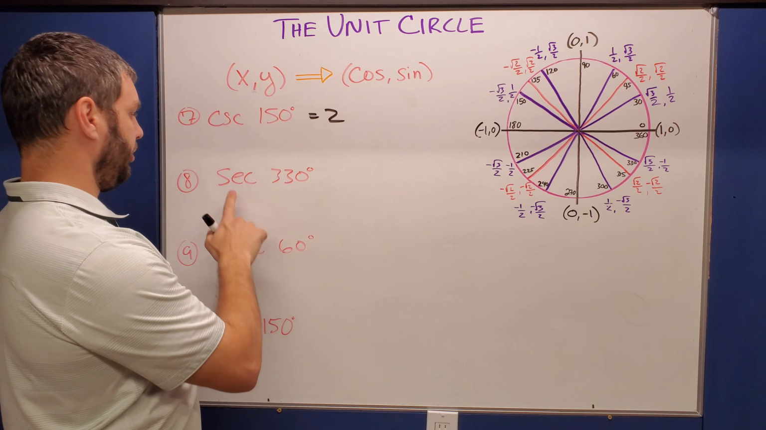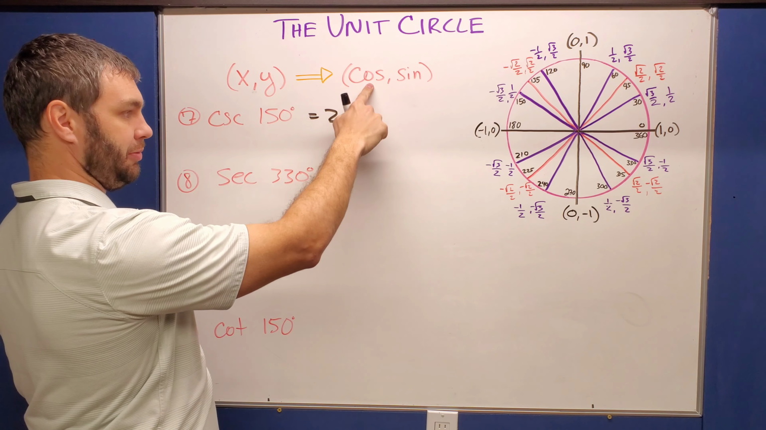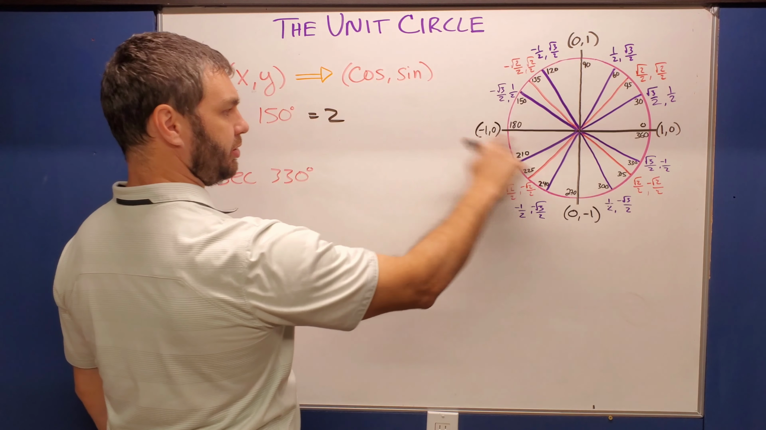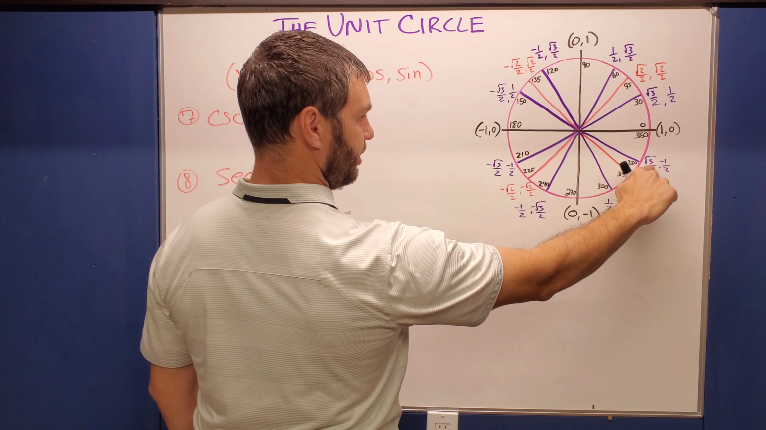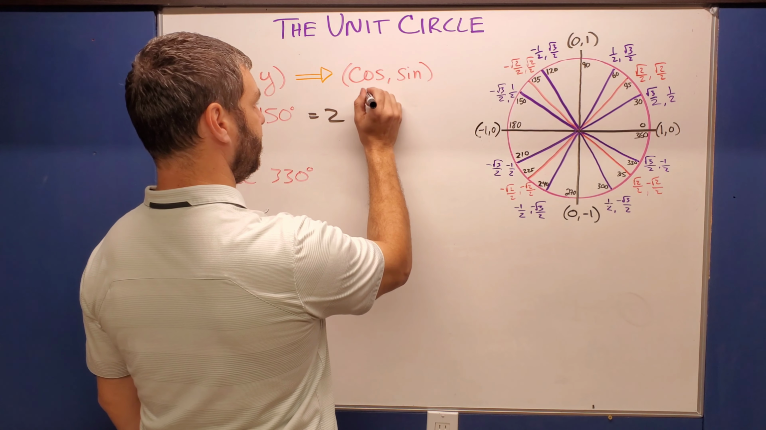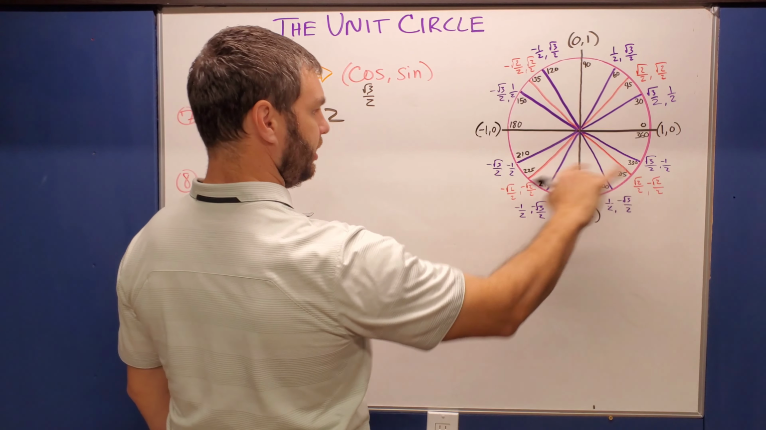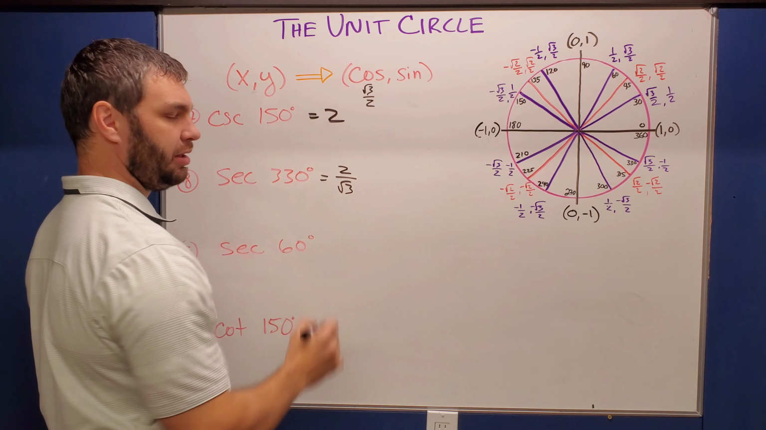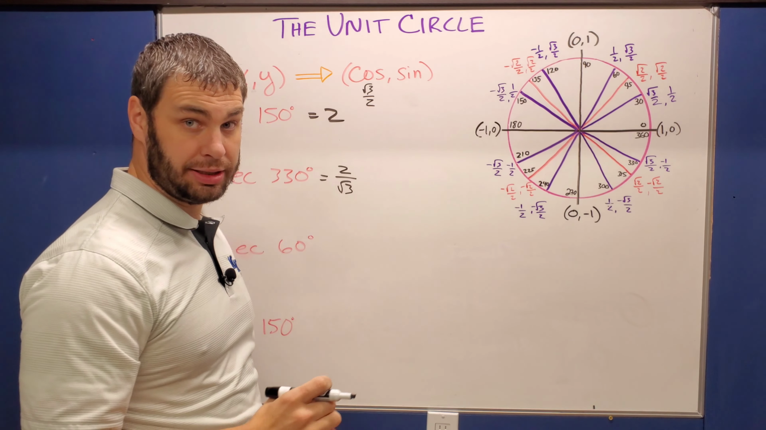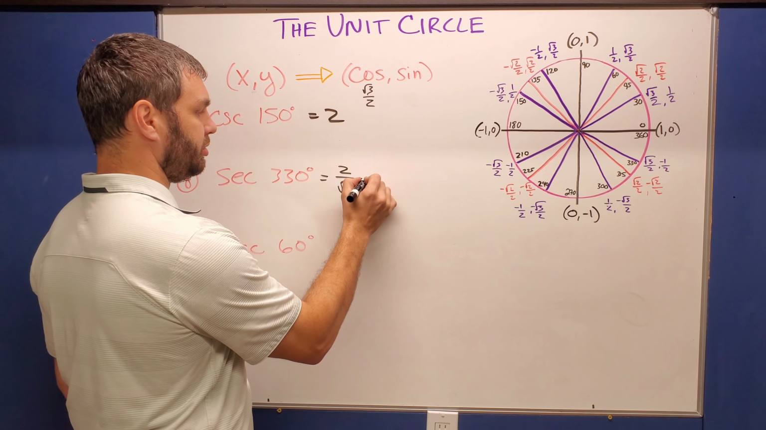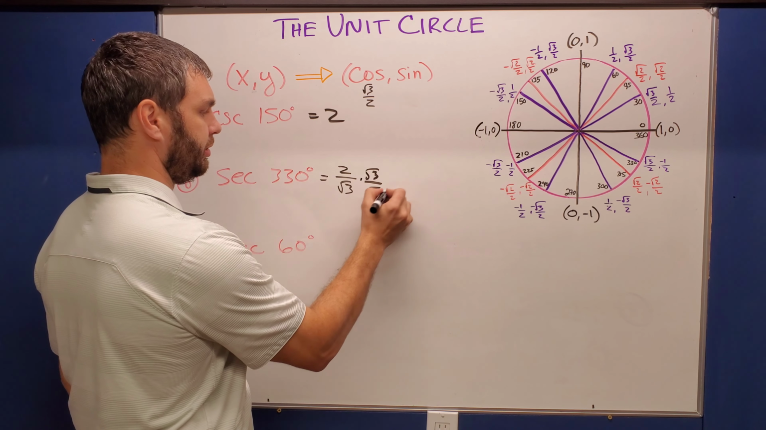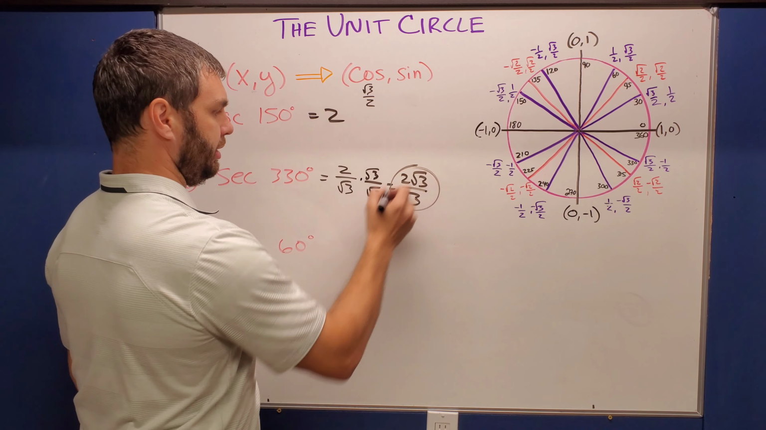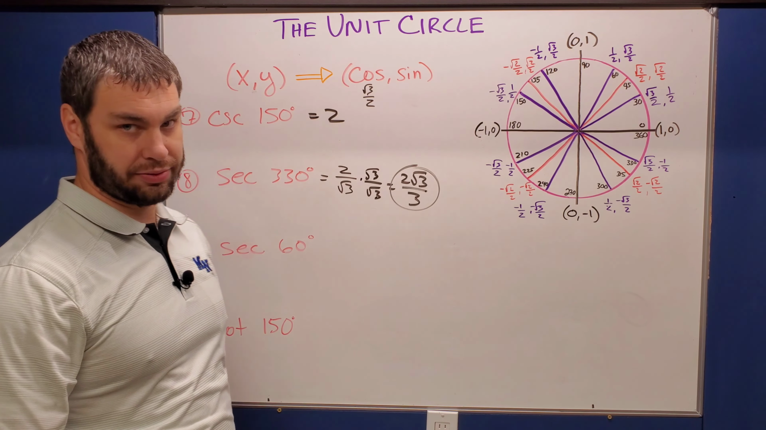All right. What about secant? Secant goes hand in hand with cosine. This is 330, that's over here. So that's going to be our first one, the x part of the ordered pair, the square root of 3 over 2. And so when I flip it, 2 over the square root of 3, we do have to rationalize the denominator here. So I'm going to multiply by the square root of 3 over itself, giving me 2 square roots of 3 over 3. And I think that's what secant of 330 is going to be.